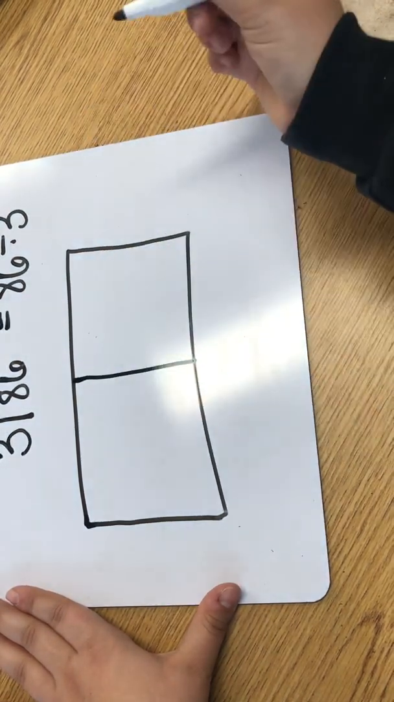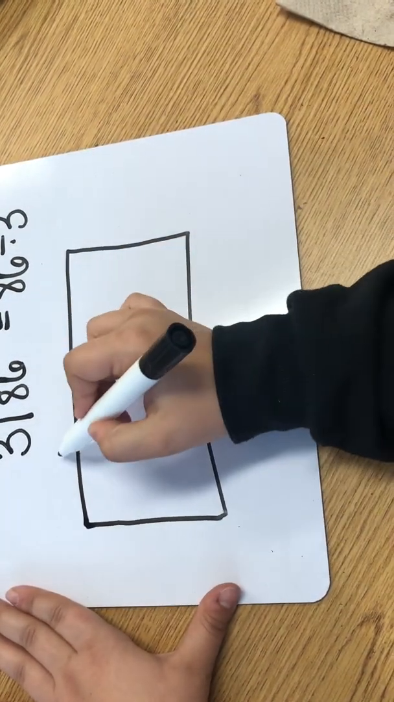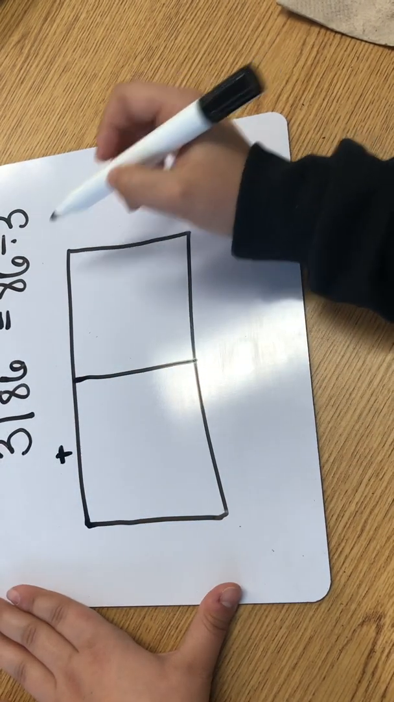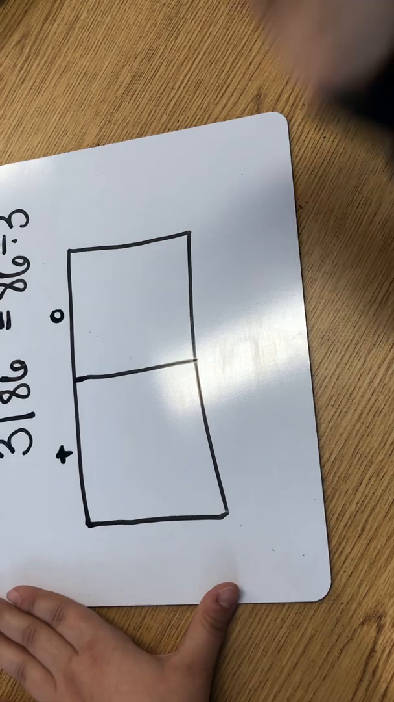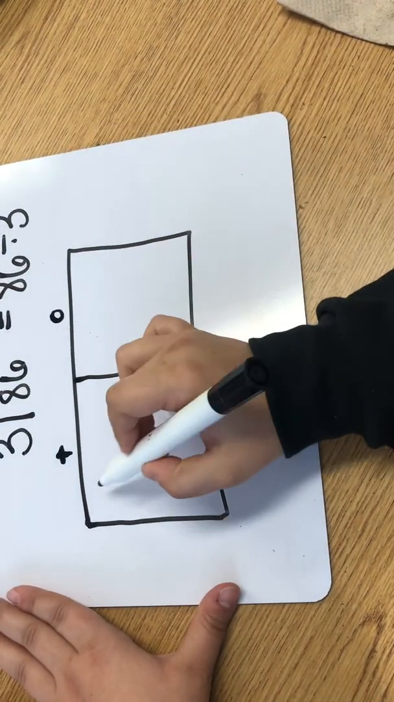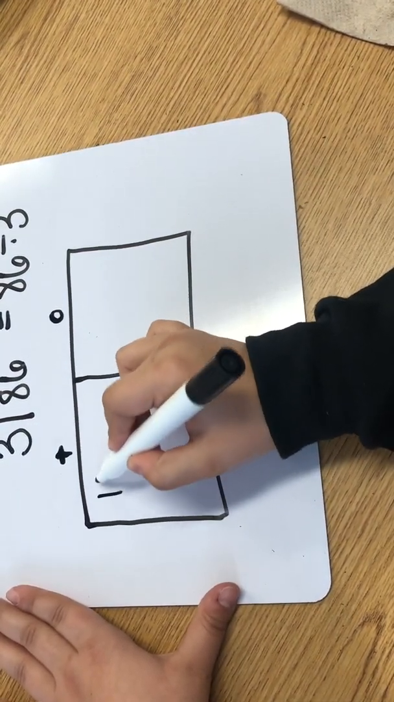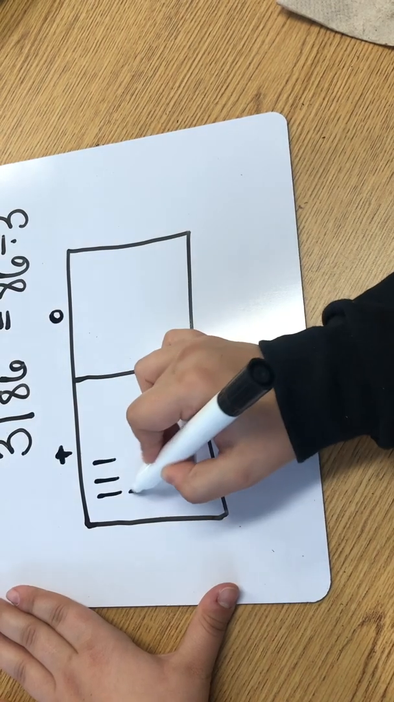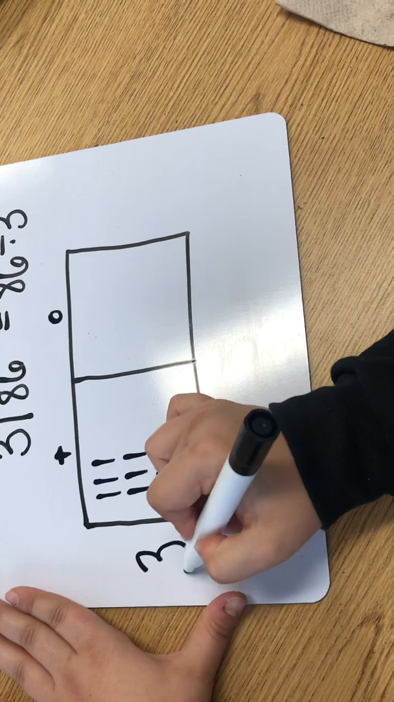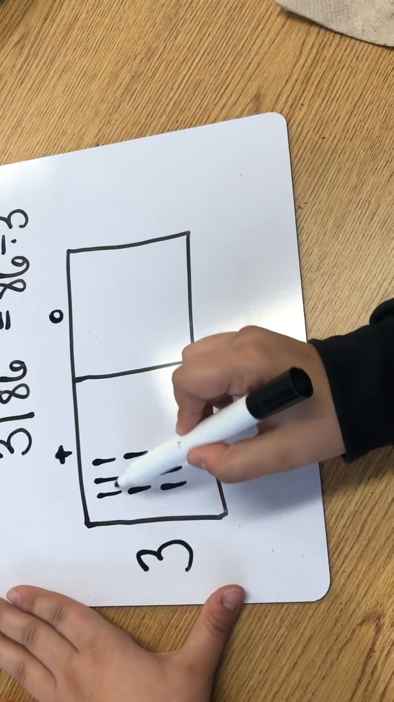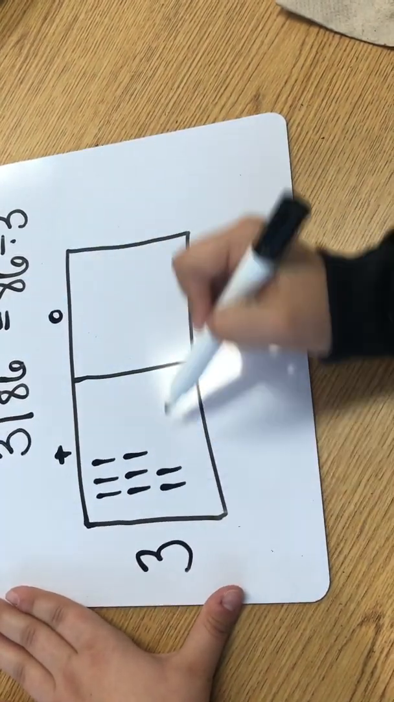So this first box is going to be where I place my 10s. I'm going to put a T there. And this box is going to be where I place my 1s. I'll put an O there. Since I have 8 10s, I'm going to go ahead and put 1, 2, 3, 4, 5, 6, 7, 8. Because my divisor is 3, I'm going to try and keep them in groups of 3 as much as I can.